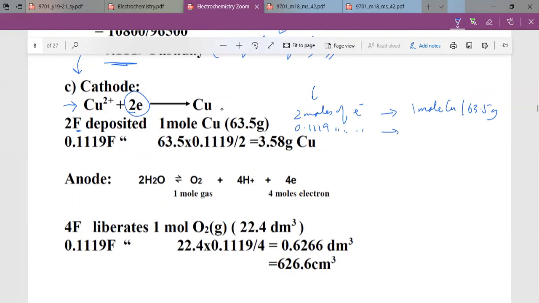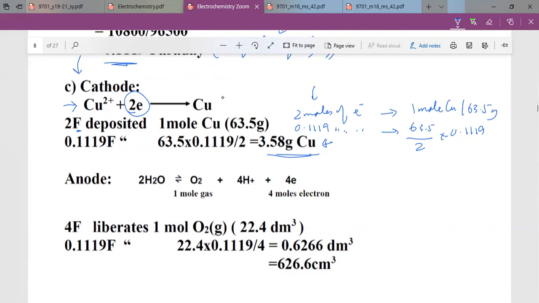So 63.5 over 2 times 0.1119, which equals this. So it's the answer, simple thing. This is the amount of copper deposited at the cathode.